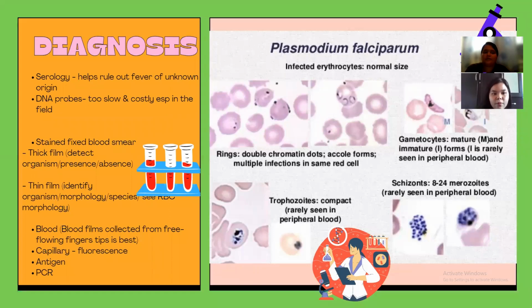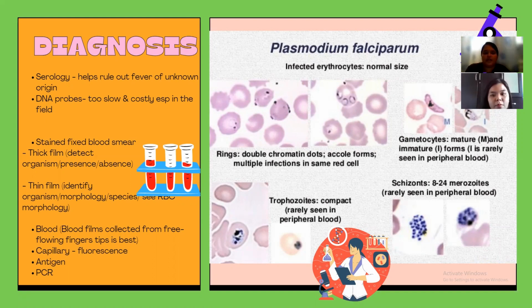Diagnosis: serology helps rule out fever of unknown origin. Gene and DNA probes are too slow and costly, especially in the field. A stained fixed blood smear is of two types: a thick film to detect whether the organism is present or absent, or a thin film to identify the species and also see the morphology of the red blood cell. Blood film is collected from a free-flowing fingertip, capillary, fluorescent antigen, and polymerase chain reaction.